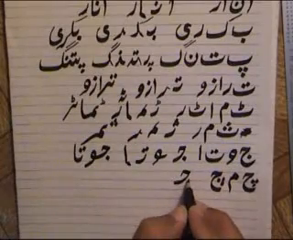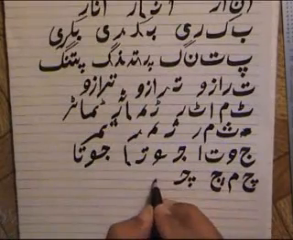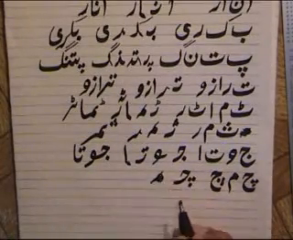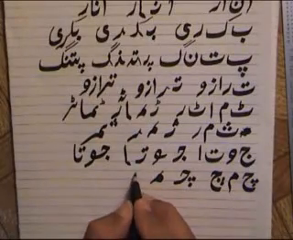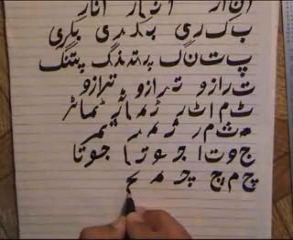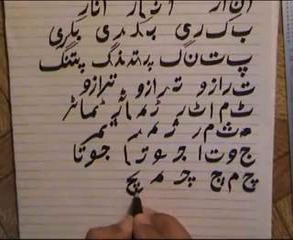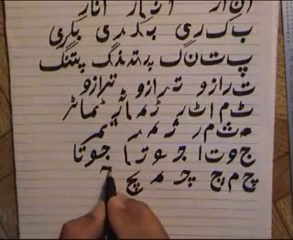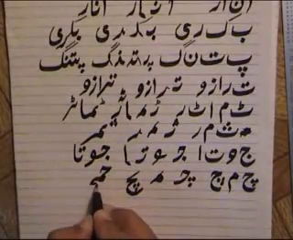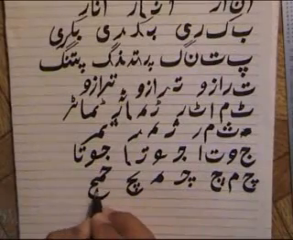So this is initial position of che, this is the middle position of meem, and this is the final position of che. It has connector in the beginning. So when we will connect them, it will be written like this: chammach.